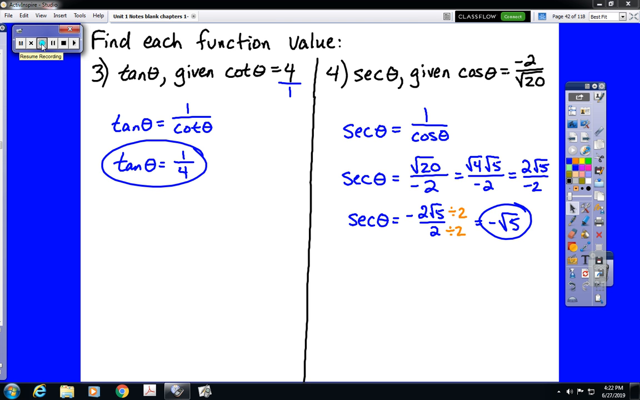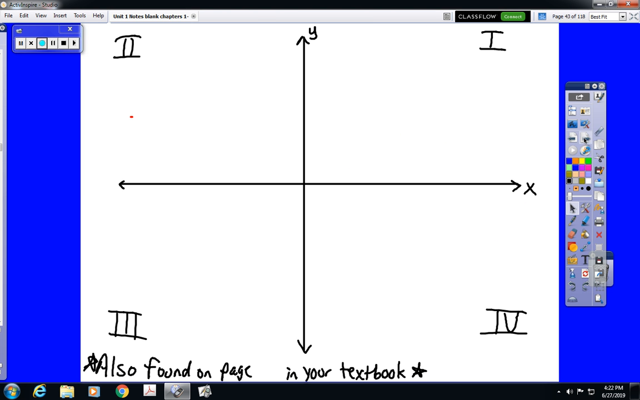Okay, our next video here in section 4 is going to sort of recreate the reference item that we made in section 3 dealing with the signs of x, y, and r. But instead of doing the signs of x, y, and r, we are going to do the signs of all of our trig functions based on x, y, and r.